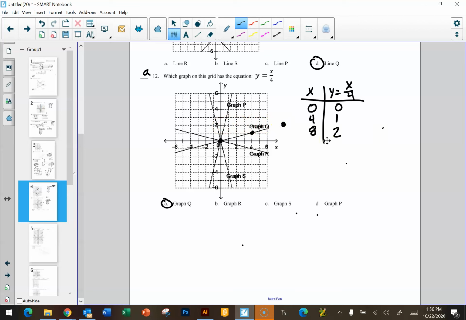Okay? If I'd done -4 on this one, then it should be over here. So if I look at -4 divided by 4, that's -1, right? -4 divided by 4, -1. So if we go to -4 and down to -1, it's on that same line. So no matter what points we put in this table of values, all of them are going to be on graph Q.